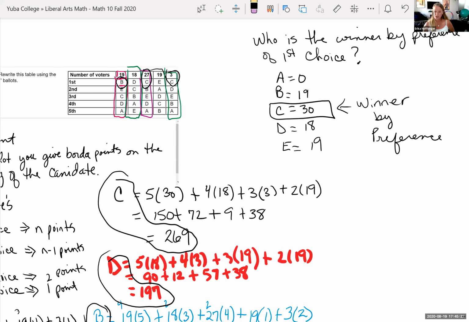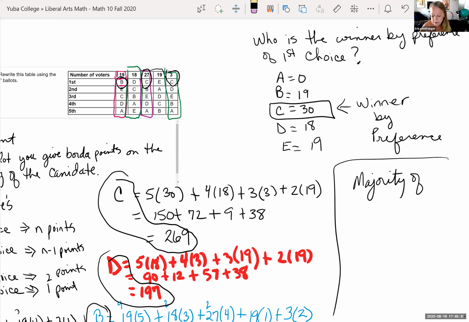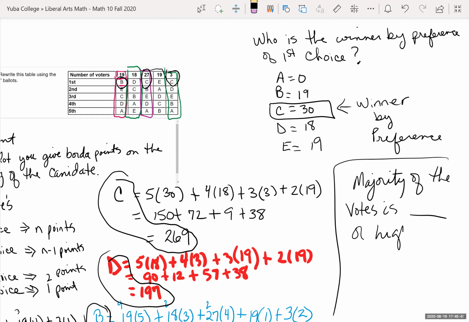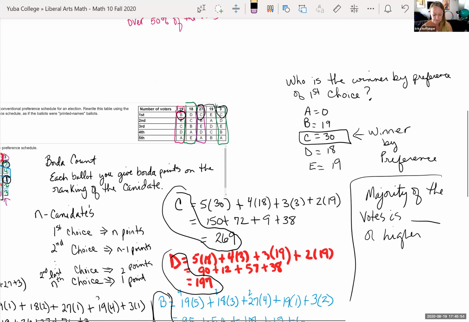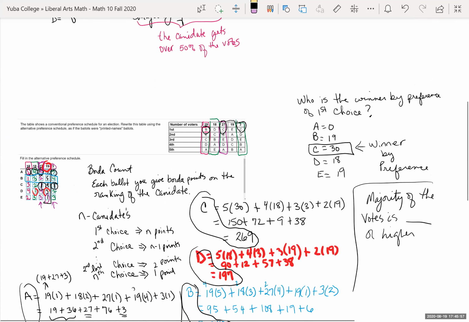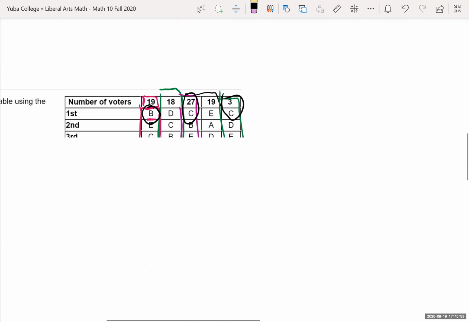Was that a majority though? What's a majority vote? What would it have had to be for a candidate to have the majority? They would have had to have more than 43 votes. And how did you get that? I just added up all the votes and cut them in half.